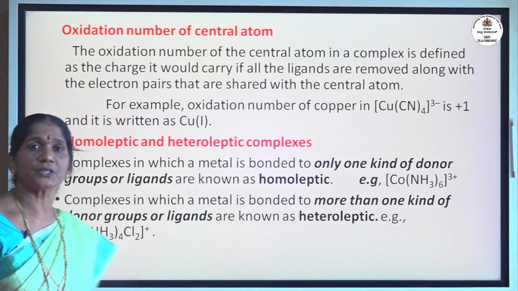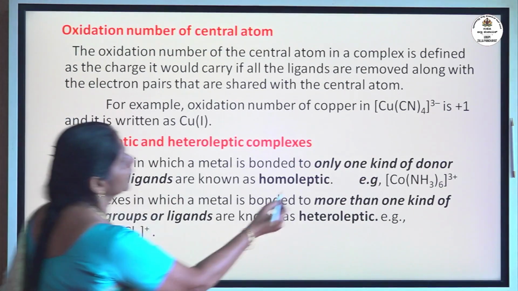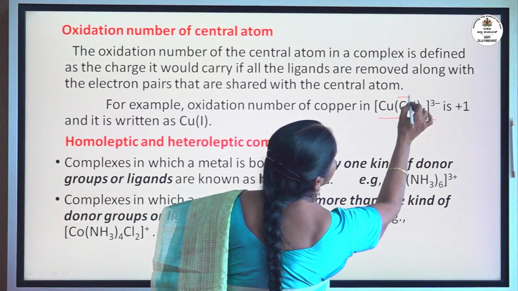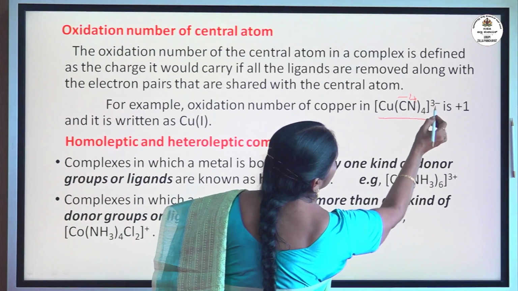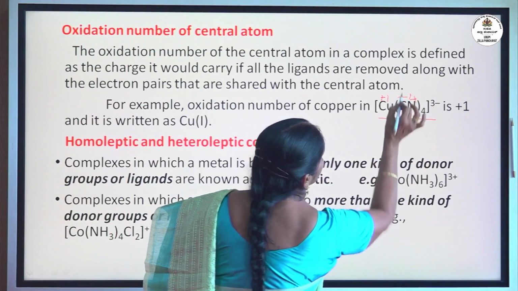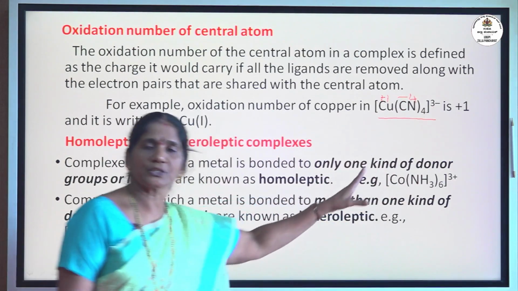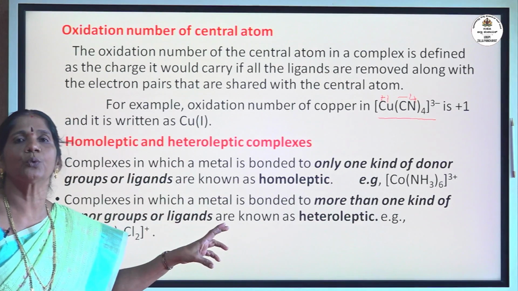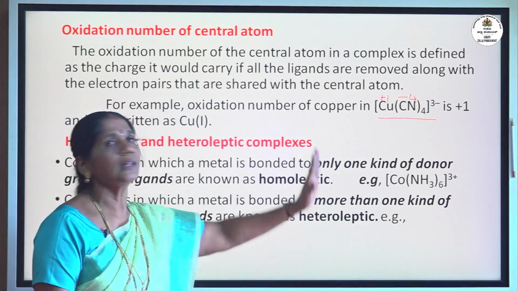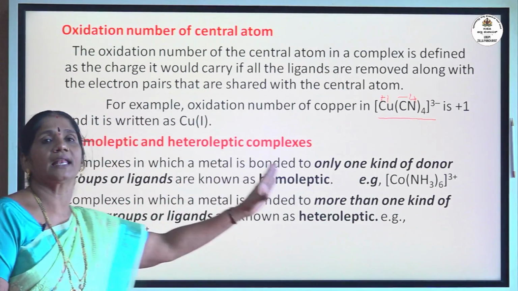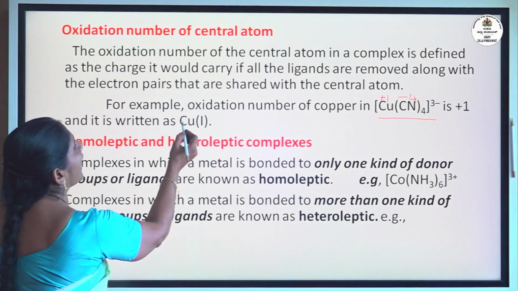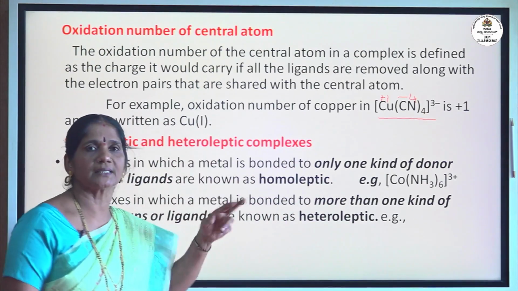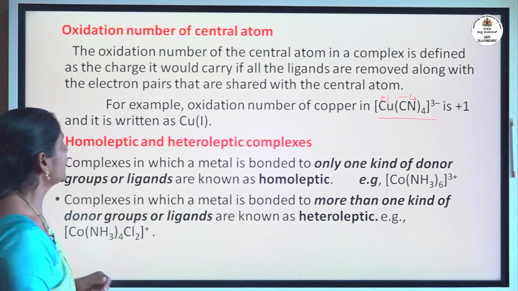So, oxidation number on the central metal atom. Now you can see here copper in this case, cyanide is -4, so there is a charge of -3, so this should be +1. So the oxidation number on the central metal atom is the charge it would carry if you remove all the ligands with the electron pairs, and these oxidation numbers are written after the symbol of the metal in brackets in Roman numerals.